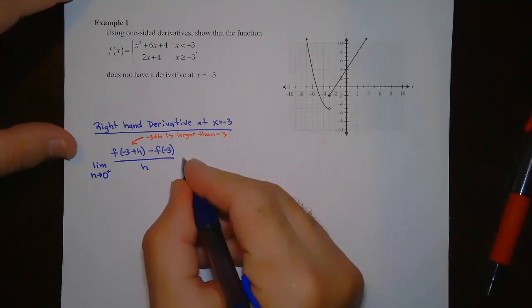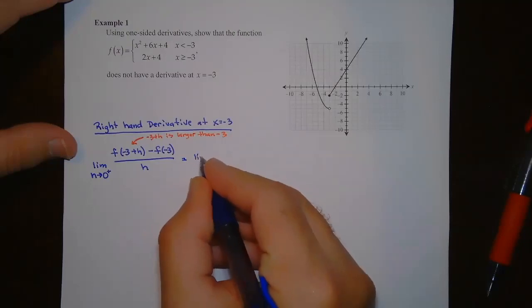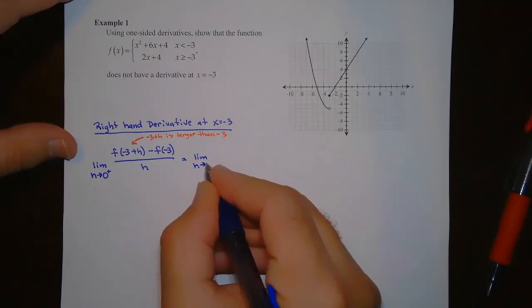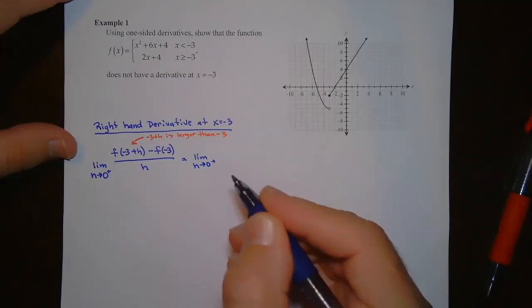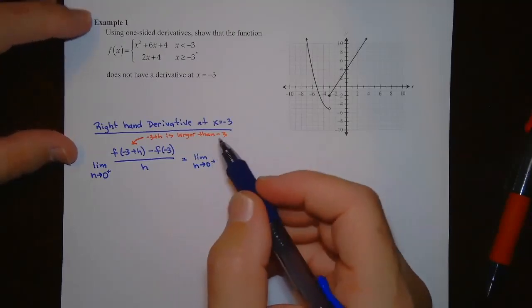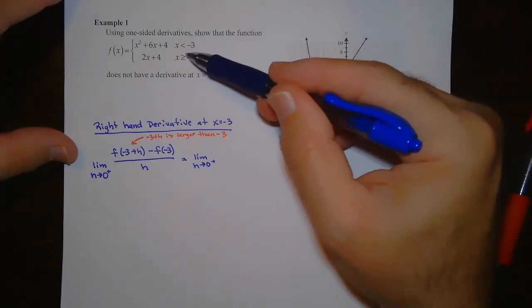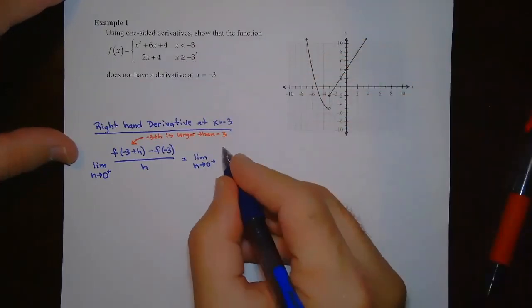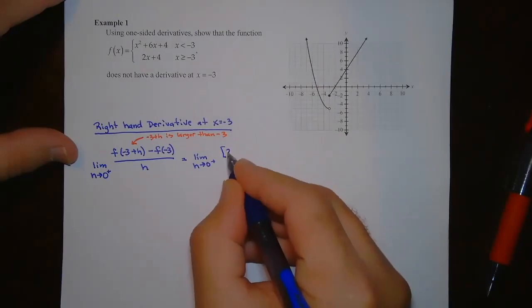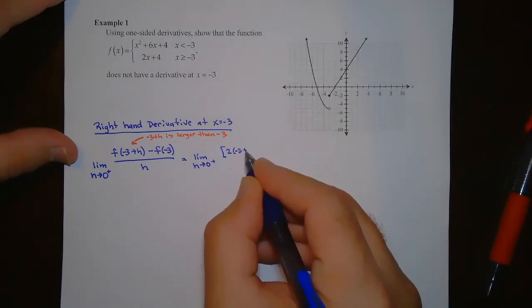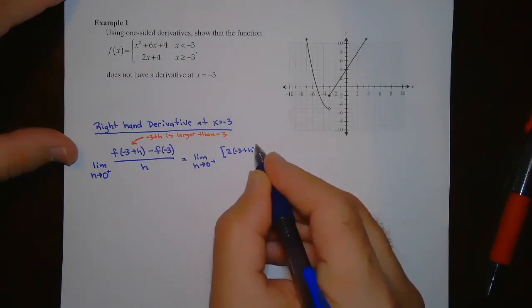So that means we're going to write this as the limit as h approaches 0 from the right of, and we're going to put -3 plus h into, which piece do I use when it's greater than -3? And it's the line, right? So we're going to use a bracket, and then 2 times -3 plus h, and then plus the 4.